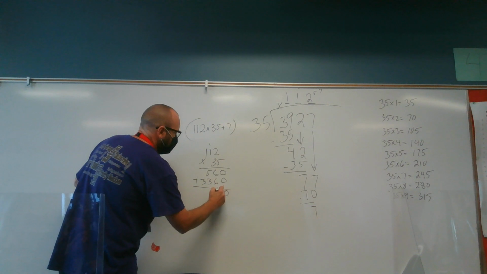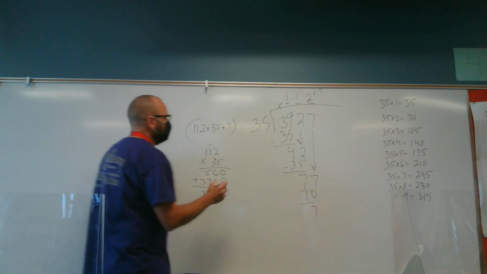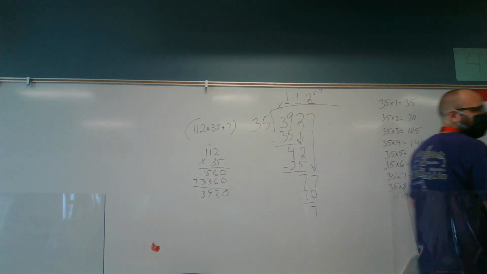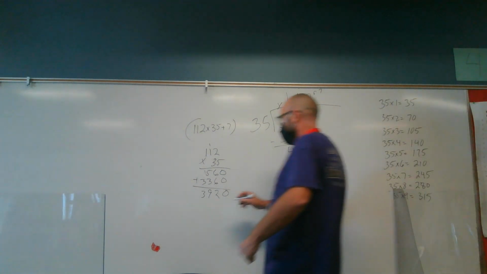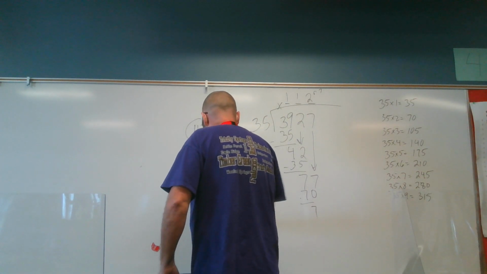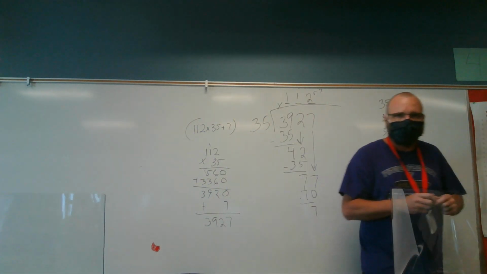Add that together. 12, 5, 6, 7, 8, 9. 3, 9, 2, 0. Oh! It didn't work. Oh, I have to add the remainder in. Thank you. I always forget that part. So 3, 9, 2, 7. So bam, it worked. Yay.